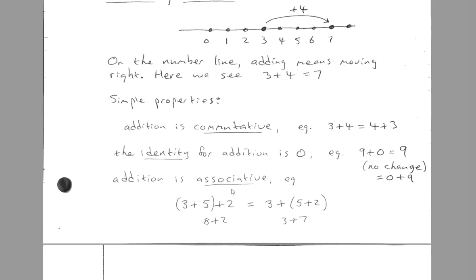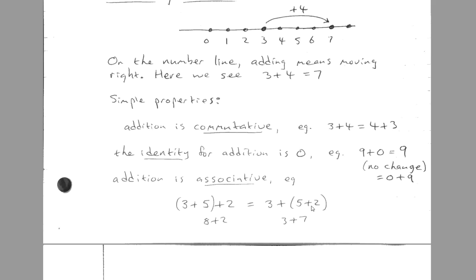And one more basic property, addition is associative. Okay, so this is a different idea from commutative, so we're not changing the order of the numbers. Here we have 3 numbers we're adding together. So 3, 5, and 2. So now we're changing the order of which addition we do first. So if we do the addition on the left here first, 3 plus 5 is 8, and then add the 2, we get 10.